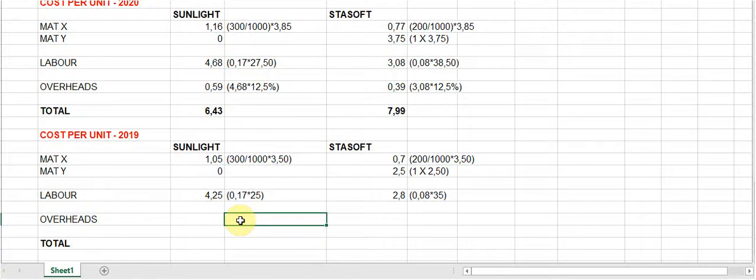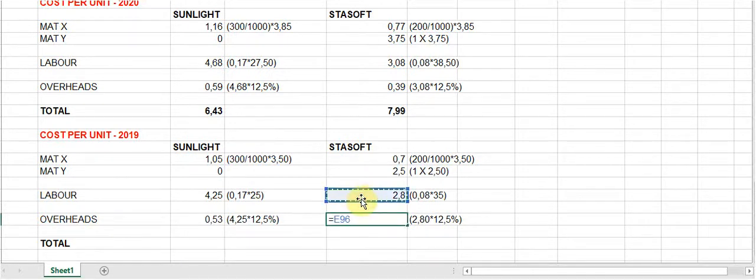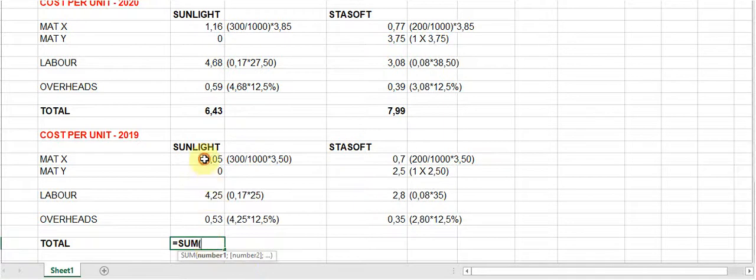Our overheads will be 12.5%, so it's going to be 4.25 times 12.5%, and it will be 280 times 12.5%. Let's see what figure we get to. And that should be 0.53. 280 times 12.5 gives us 35 cents. Of course, we need the sum of everything.